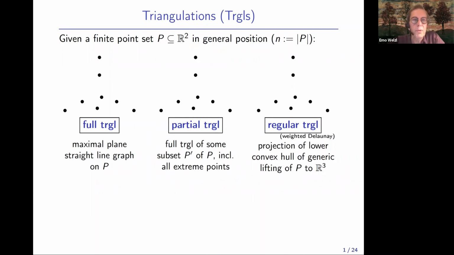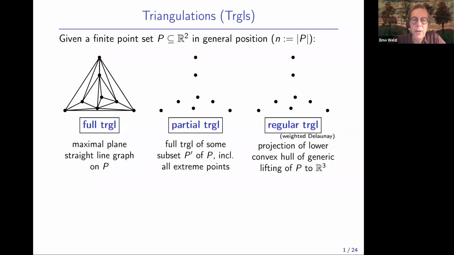As a starting point, we always consider finite point sets in the plane, and we assume general position. I will say something about this general position at the very end. So no 3 points on a line. And what is a full triangulation? A full triangulation is a maximal plane straight line graph on P. So you start connecting points, and you keep doing this without creating crossings until you cannot continue anymore. And what you get is a triangulation, and we call it a full triangulation.